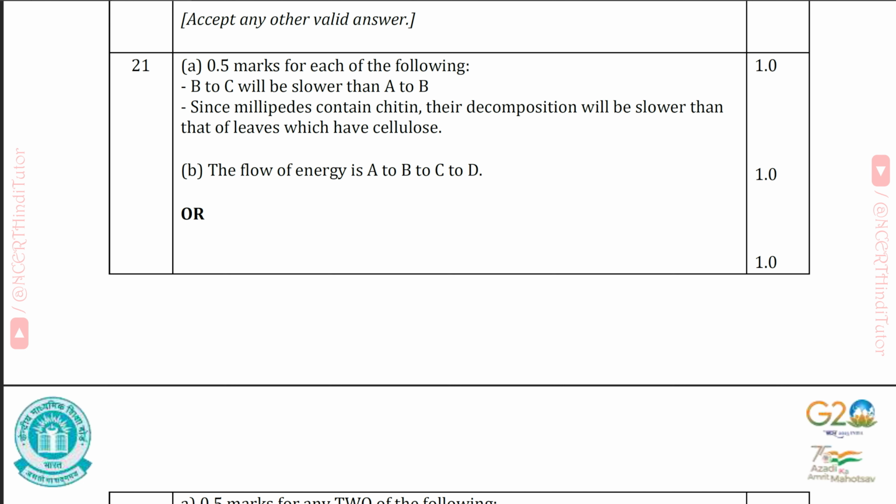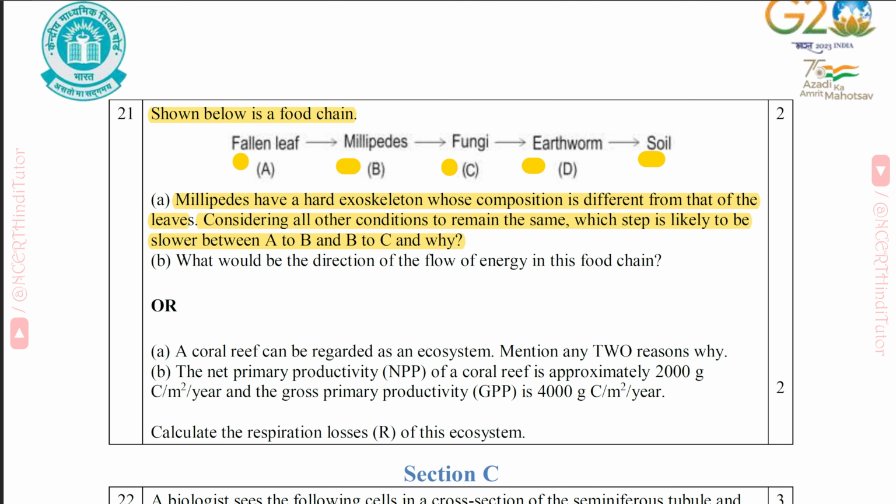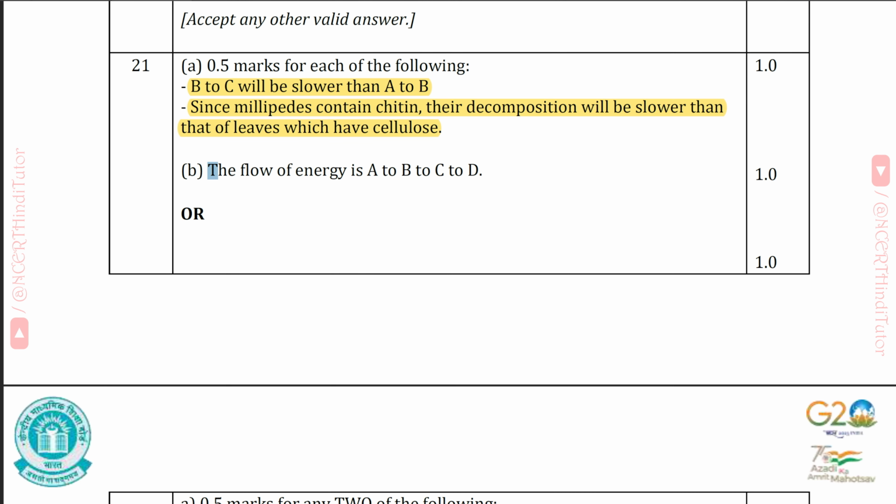Answer. B to C will be slower than A to B. Since millipedes contain chitin, their decomposition will be slower than that of leaves which have cellulose. B. What would be the direction of the flow of energy in this food chain? Answer. The flow of energy is A to B to C to D.